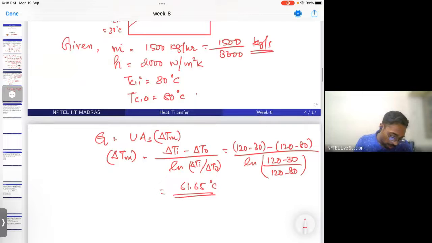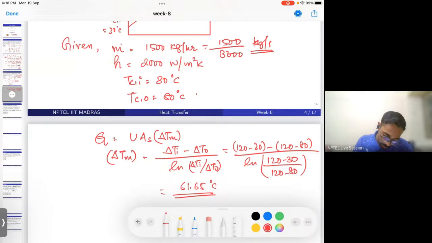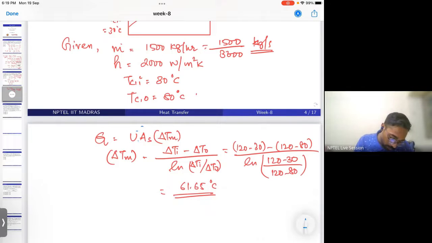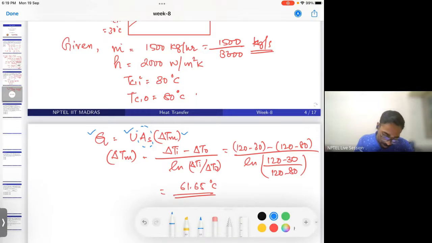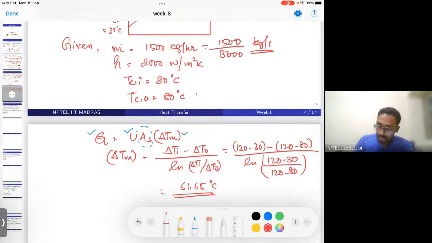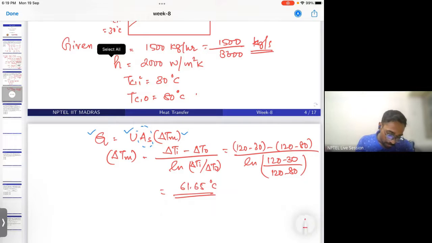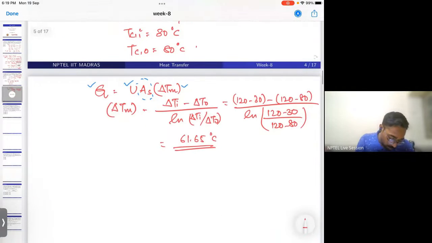So now what we want to calculate is the surface area of heat transfer. So this we found out, and U is also given. So what is Q? What is the heat transfer that happened? We can consider the heat gain, that is m dot Cp (TCO minus TCI). That is the heat gain by the whole fluid.